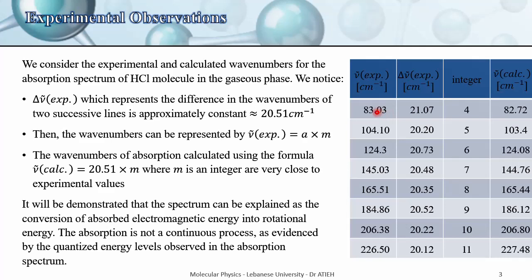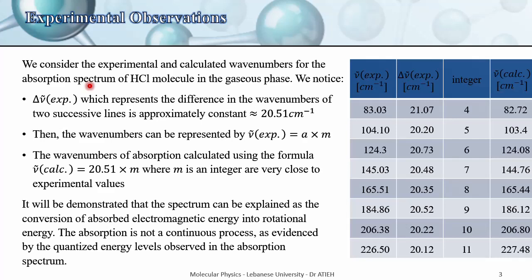As a first step, let's take a look at these experimental data for the HCl molecule in the gaseous phase for wave numbers of the absorption spectrum. So what is the absorption spectrum of a molecule? The absorption spectrum is the fraction of incident radiation absorbed by the material over a range of frequencies of electromagnetic radiation.